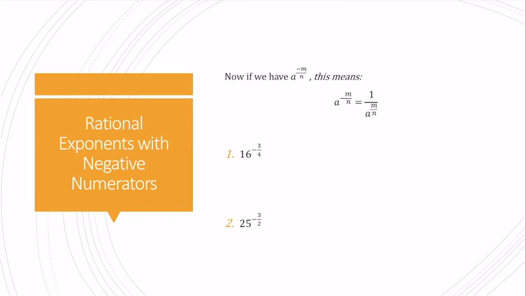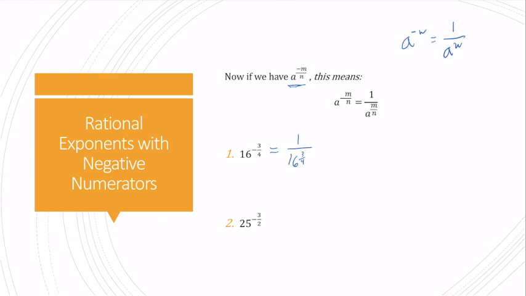Now, if I have a to the negative m over n, this means 1 over a to the m over n. And this was the same rule we had when I had negative exponents that were whole numbers. So if I had a to the negative w, that would be 1 over a to the w. Remember, I don't like negative exponents. No negative exponents. So if I have 16 to the -3/4, that's going to give me 1 over 16 to the 3/4. And then I can simplify this.